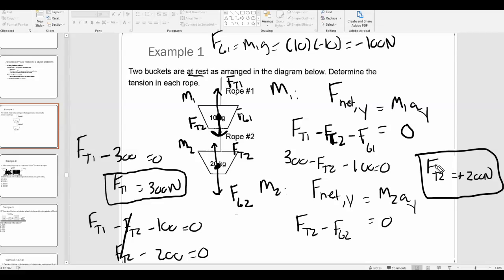So that is an example of a two-object problem. And again, you don't need the full-on two-object analysis to find the tension in the top rope, but you kind of do to find the tension in the bottom rope. So pause there, make sure you add that to your notes. We will do two more examples with two-object problems.